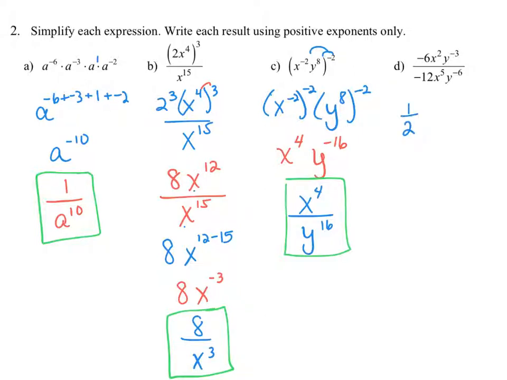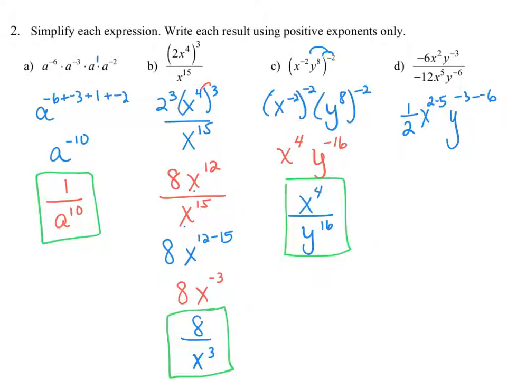Now let's look at the x values. We have x to the second in the numerator and x to the fifth in the denominator. By using the quotient rule for exponents, we can subtract the exponents. So it's x to the 2 minus 5. And we have a y to the negative 3 in the numerator, y to the negative 6 in the denominator. We can write that as y to the negative 3 minus negative 6. That's using the quotient rule for exponents.